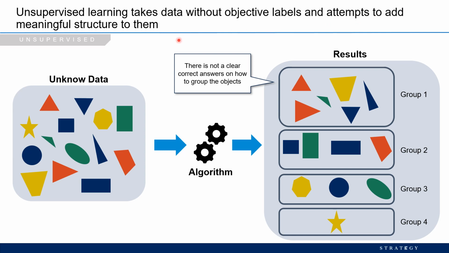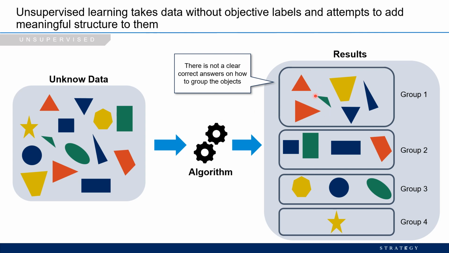Okay, now unsupervised learning, on the other hand, will take data without any objective labels and then attempt to add meaningful structure to it. So for instance, if this is my data right here, I have all these different shapes. If I'm an unsupervised learning algorithm, I will attempt to add some kind of structure to these shapes. So I'll try to group them.